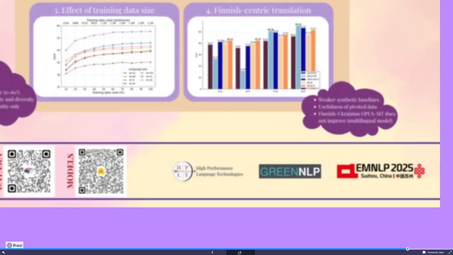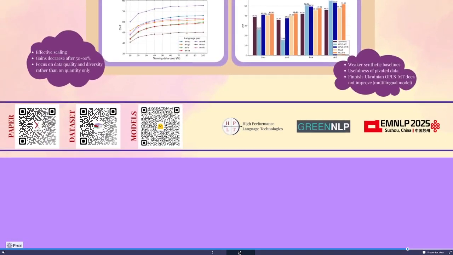So yeah, we have seen how to use our data. If you want to use it yourself, here you have the QR codes for our paper on arXiv. It will be soon in the ACL proceedings. Then the link to our dataset, and finally the link to our synthetic models, so you can use them yourself straight from Hugging Face.